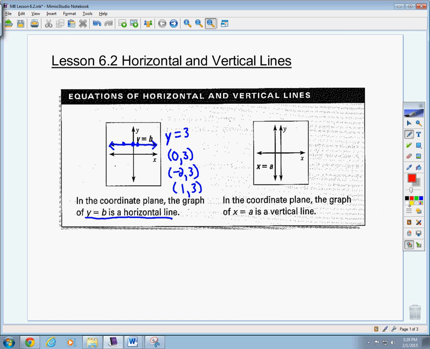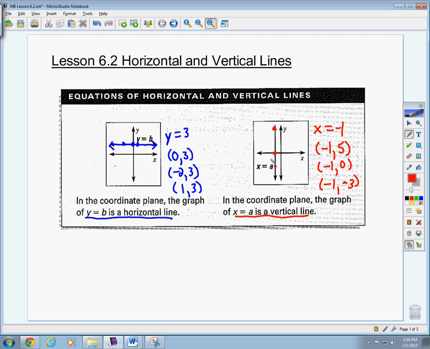Likewise, it says the graph of x equals a is a vertical line, and it's kind of the same way of thinking. Let's say this was x equal to -1. X equals a number. Well, this means we always want our x value to be -1. So -1, 5. -1, 0. -1, -3. So notice here, x is always -1. If we were to plot these points, what would happen? -1, 5 would be up here. -1, 0 would be here. -1, -3 would be in here somewhere.